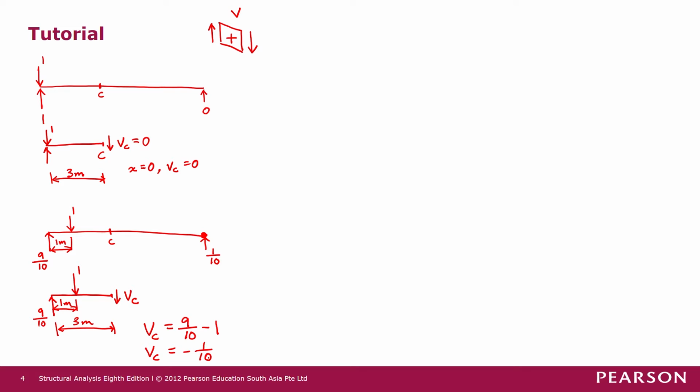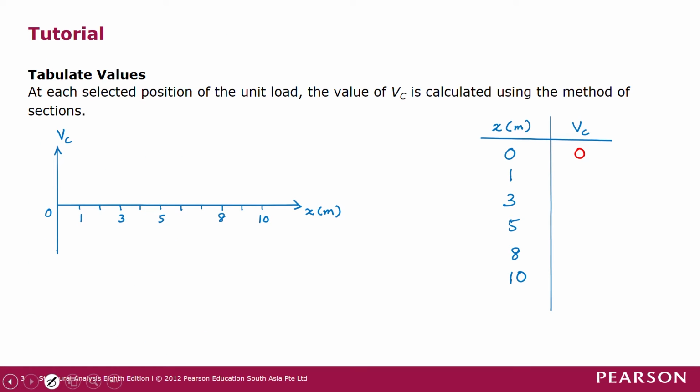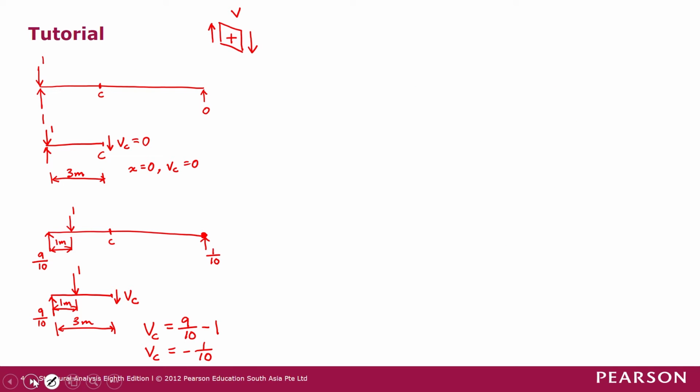Okay, or minus 0.1. Alright, so here we have VC equals minus 1 over 10. So we can plot VC equals minus 1 over 10, probably over here. Okay, the point is somewhere here. Alright, and then next we move on to 3 meters.